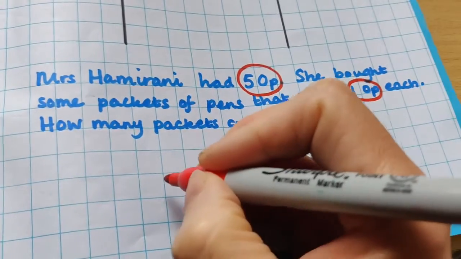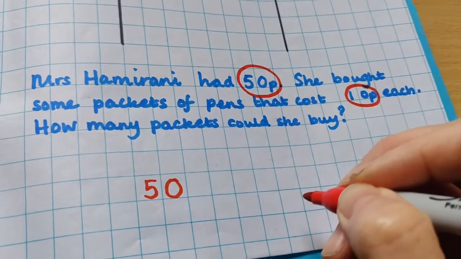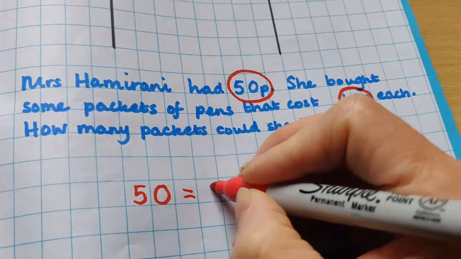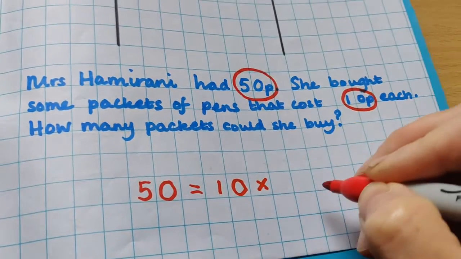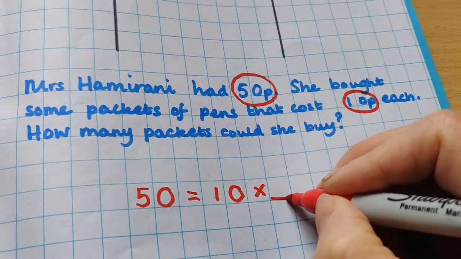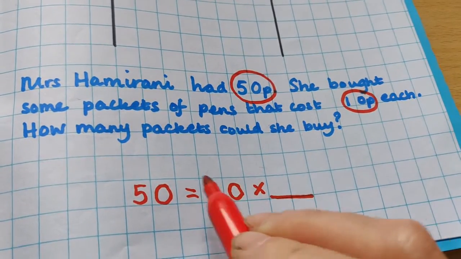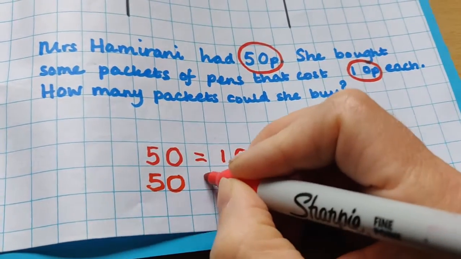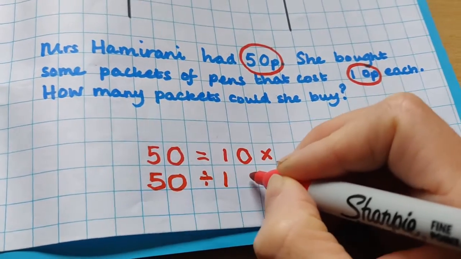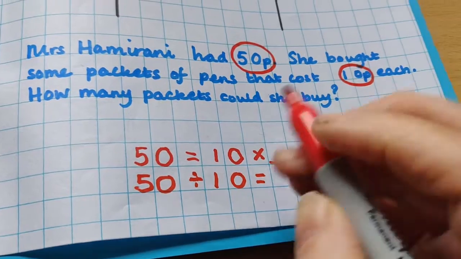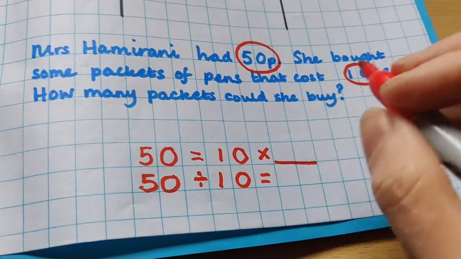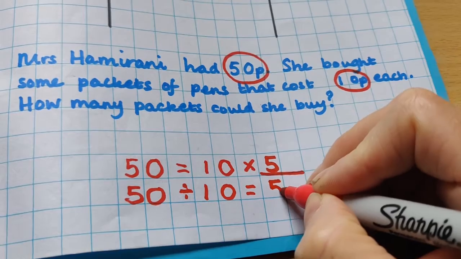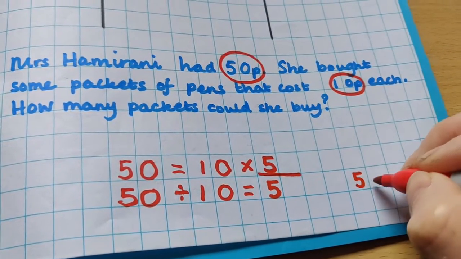it tells us that she had 50p. She needed to buy some pens that cost 10p. Okay, so each packet of pens was 10p, but how many packets of pens would she be able to buy to make that total of 50? So it's almost asking us how many 10s would make 50. Or, using our knowledge of number families, 50 divided by 10, what? So she had 50. I know that 5 times 10 is 50, so 10 times 5 is 50. So that means that 50 divided by 10 must be 5. So she could buy 5 packets.